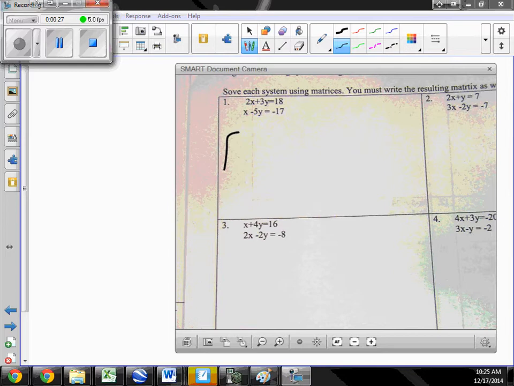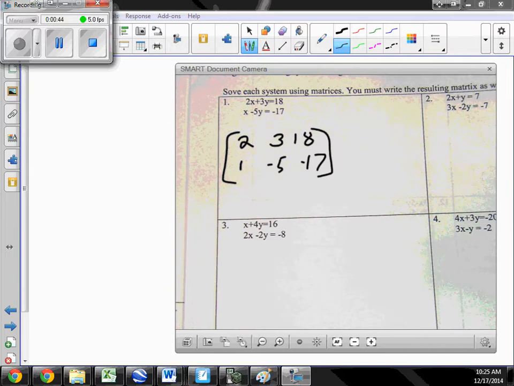And we create a matrix which kind of has these big brackets, and then we eliminate everything but the numbers. So 2, 3, 18, 1, -5, -17. And the size of this matrix is 2 by 3. It has 2 rows and it has 3 columns. Okay? So turn your calculators on.